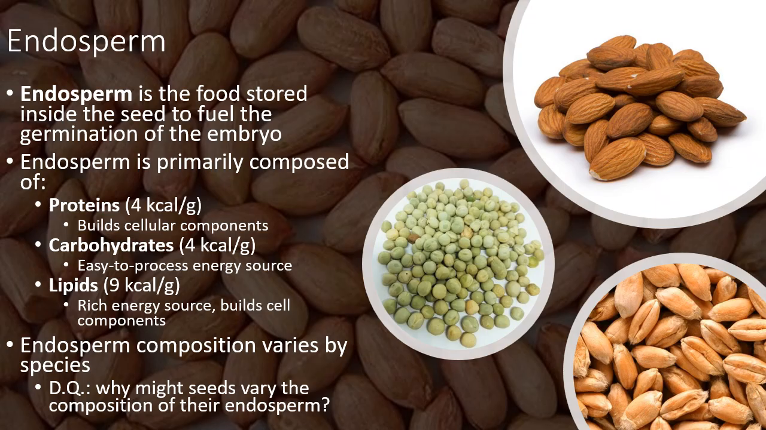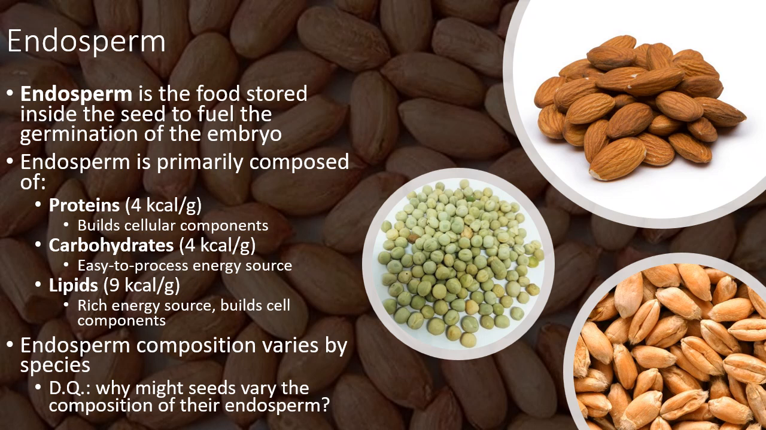Endosperm, being food, is mostly composed of things that we would recognize as food: proteins, carbohydrates, and lipids or fats and oils. Proteins are super important for building cellular components. Proteins are like little machines that do all the work within the cells. So having some protein in your seed is really helpful for getting a head start on building cells. Carbohydrates aren't a major component of most cells themselves, but they are a very easy to process energy source, which can give you some quick energy during the germination process.